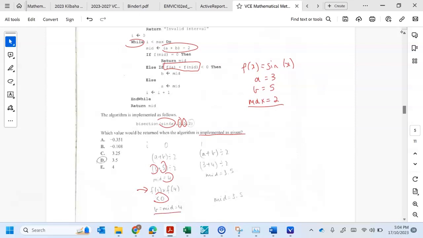So the midpoint now becomes b. b before was 5, now it becomes 4. So we start the process again: a plus b divided by 2. a stays as 3, but b changed to 4. So 3 plus 4 divided by 2 is 3.5. And that's our second iteration. So that's why we stop at 3.5.